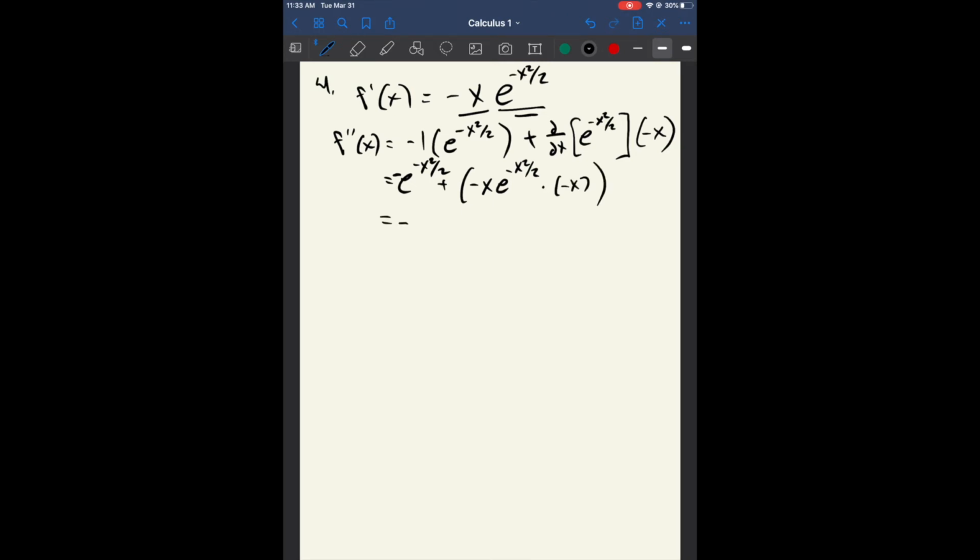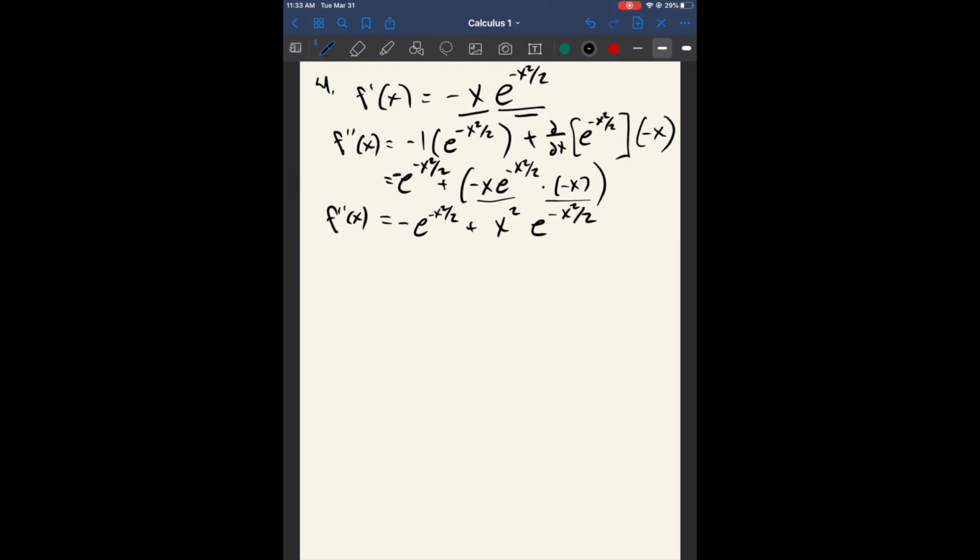Okay. So let's simplify a little bit. So this is minus e to the minus x squared over 2, and then multiplying this term and this term, those negatives will cancel each other out. We'll end up with an x squared e to the minus x squared over 2. Okay, so this is f double prime of x.